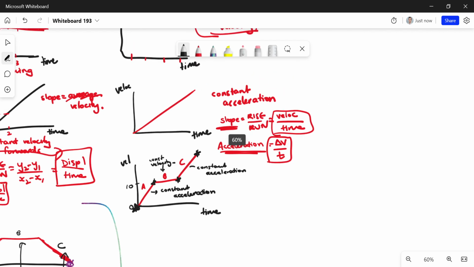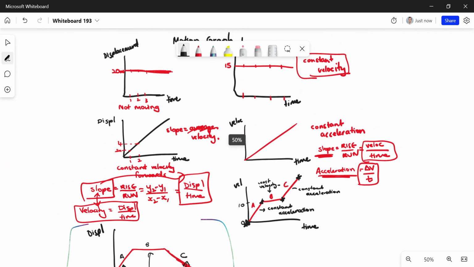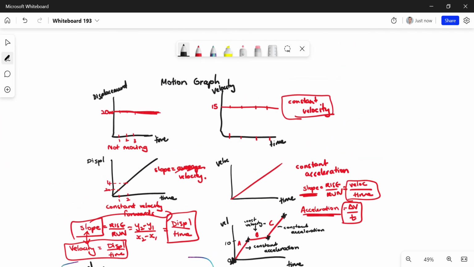So motion graphs can tell us a really intricate story of what's actually going on with this type of motion. A much more thorough examination than what we can probably see through equations, but you can see that they do link quite nicely to equations as well. We saw that a few times throughout. So that's the story with motion graphs.